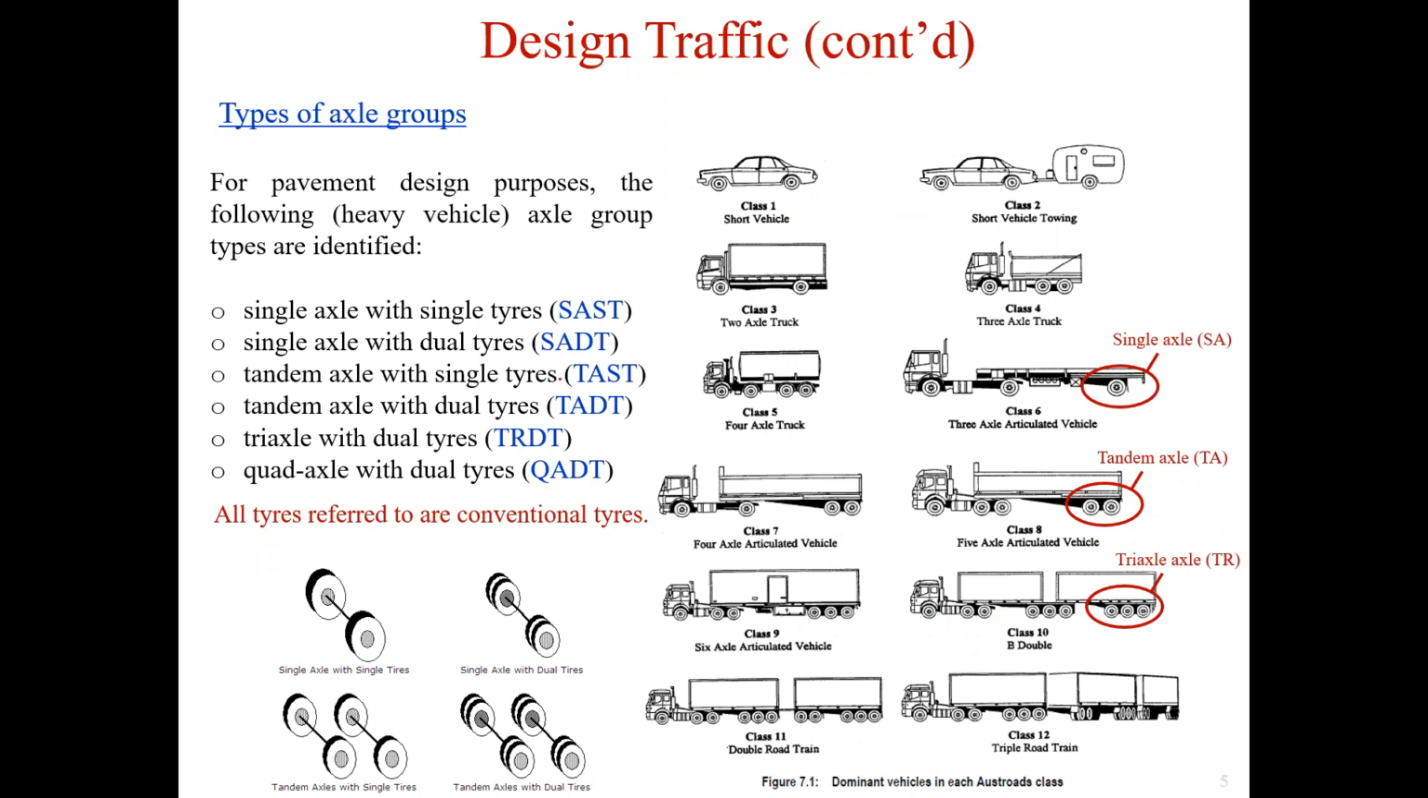For pavement design, we need to identify the following 6 heavy vehicle axle group types: the SASD, SADT, TASD, TATD, TRDT, and QADT. From these figures, we could also see the meaning of single axle, the tandem axle, and the tri-axle in heavy vehicles. All tires referred here are for conventional tires.